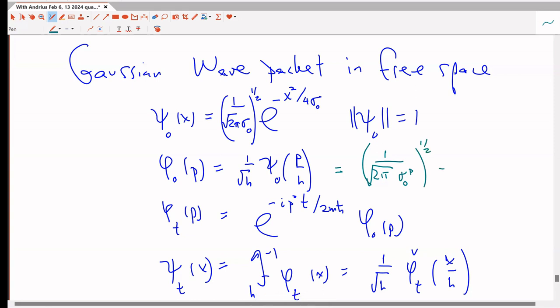And this is going to be e to the minus b squared over 4 variance squared. Well, this is awkward notation. Let me just subscript it with a p here. So it's the initial variance in momentum space. And what is that variance? I've got that written down here. What is the variance?